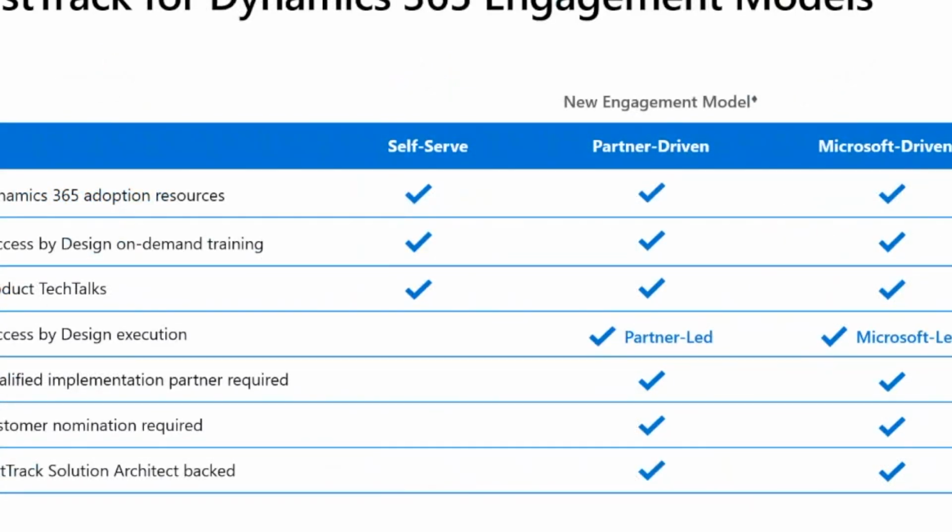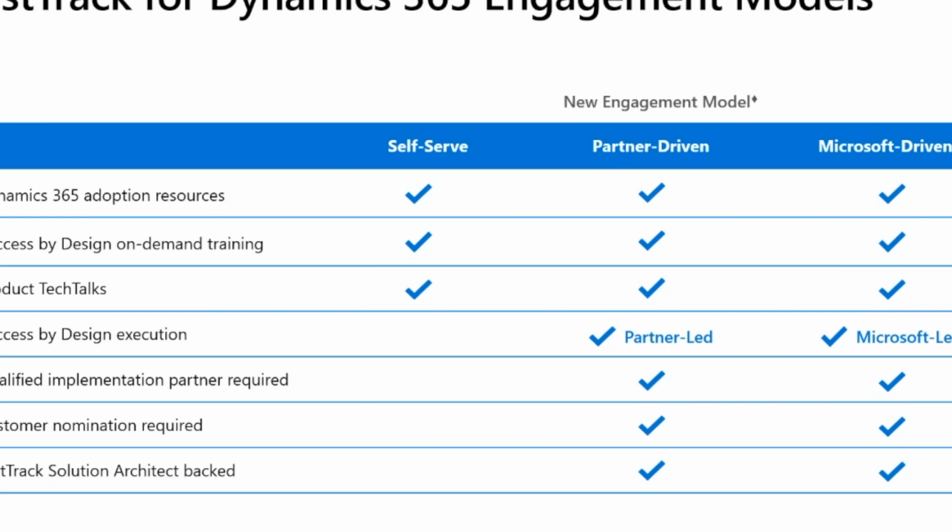So as Saurabh just mentioned, as of 1st of January 2021, the FastTrack program for Dynamics 365 changed slightly. With this change, we want to serve more customers and further strengthen our partners. We are aiming for one consistent approach across the Dynamics 365 apps. And to achieve this, we made some changes to the FastTrack engagement model.